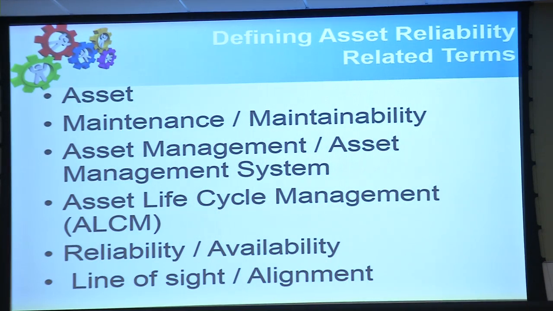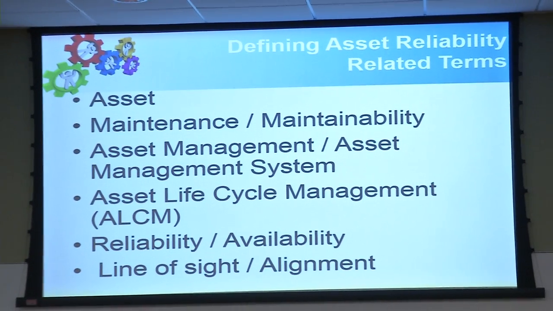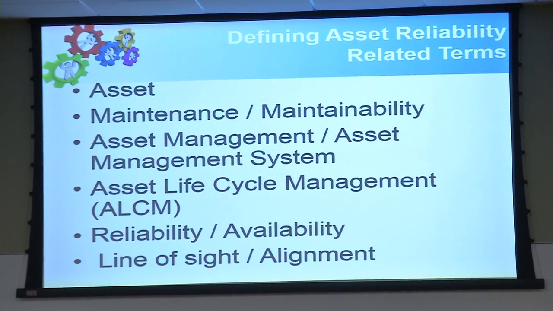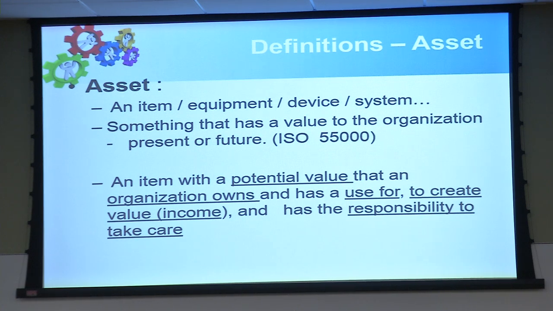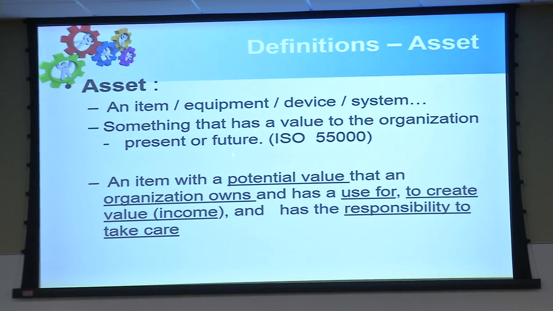Okay, I thought I'll give you some basic definitions so we are on the same page. I'm going to talk about asset maintenance, maintainability, asset lifecycle management, reliability. Asset, what is asset? Anything. This book is an asset. An item, equipment, device, system, something that has a value to the organization, which makes money for the organization. That's an asset.